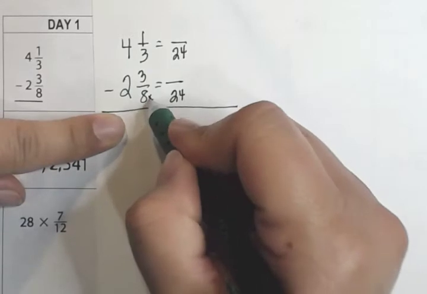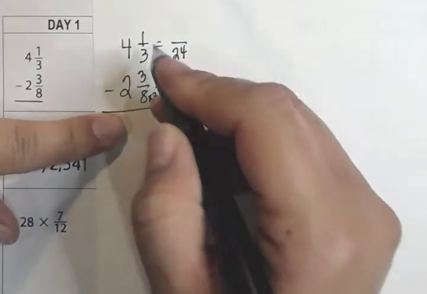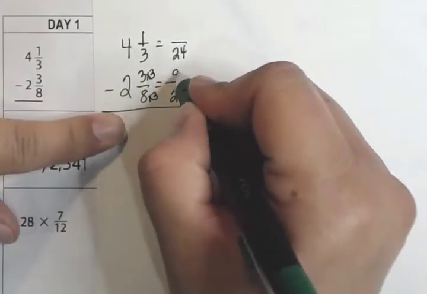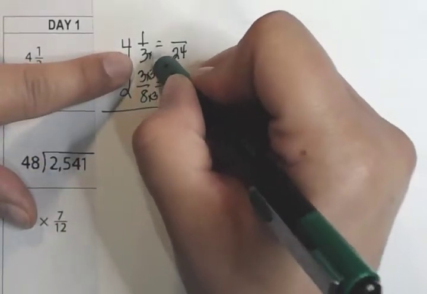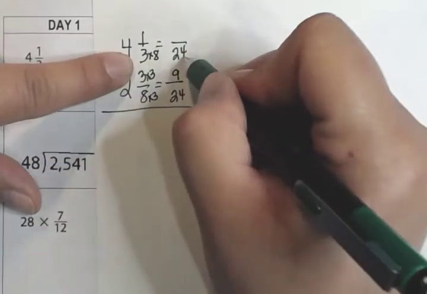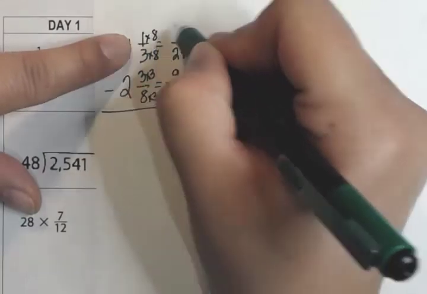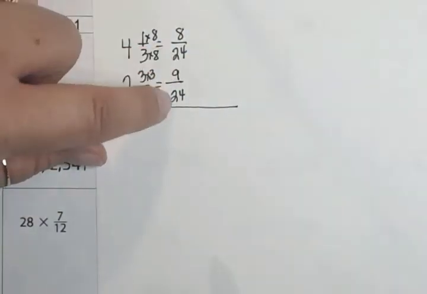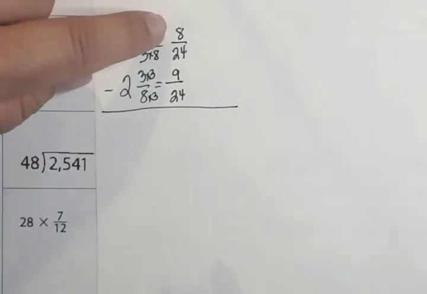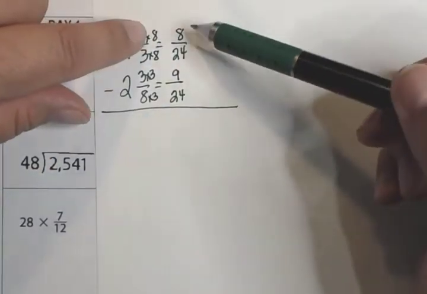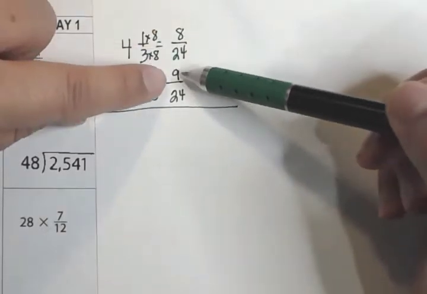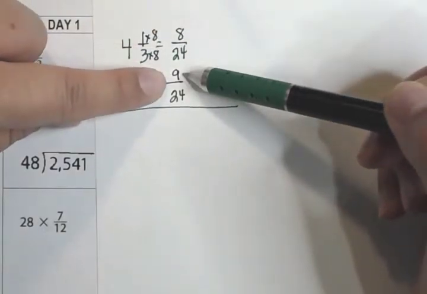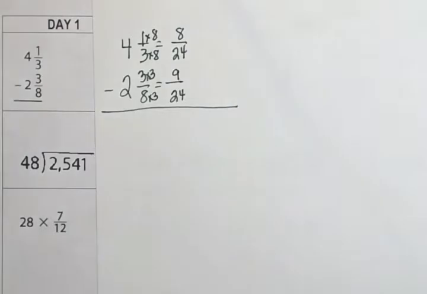So 8 times 3 is equal to 24. 3 times 3 is equal to 9. Now 3 times 8 is equal to 24, and 1 times 8 is equal to 8. Now that my denominators are the same, I should be able to subtract, but there's a problem. 8 is smaller than 9, so I cannot subtract. I am going to have to regroup.